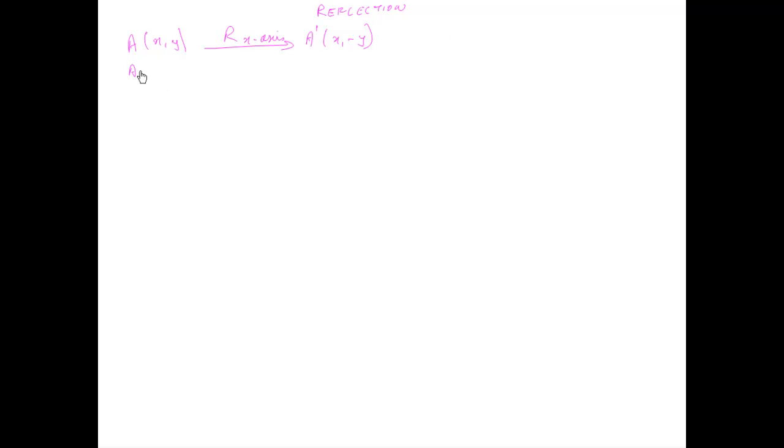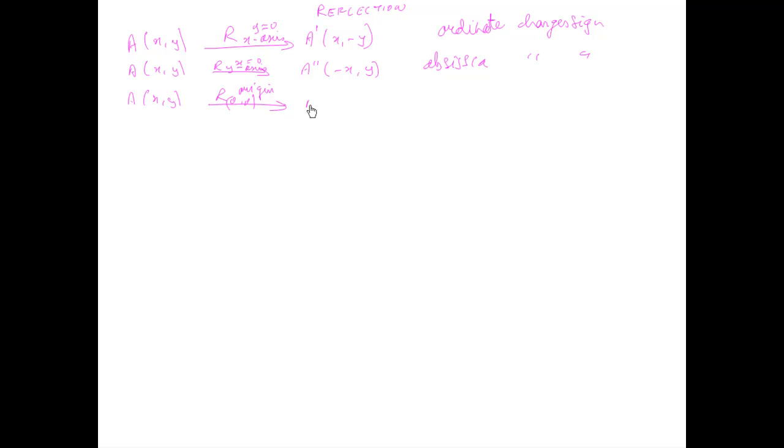Same way, children, if it's x comma y reflected in the y-axis: the equation of the x-axis is y equal to 0, and the equation of the y-axis is x equal to 0. They mean the same, children. In the y-axis, the abscissa changes sign. In the x-axis, the ordinate changes sign. Now, another point x comma y is reflected in the origin, 0 comma 0.